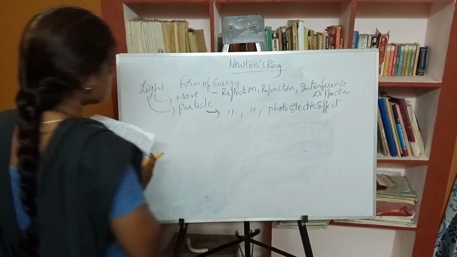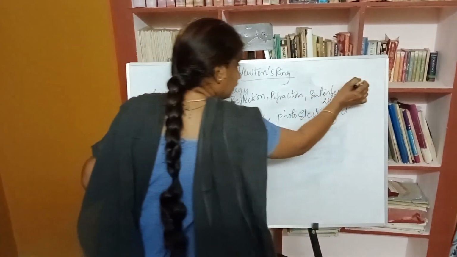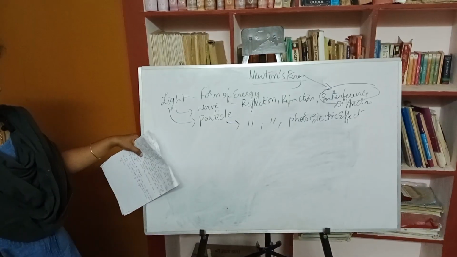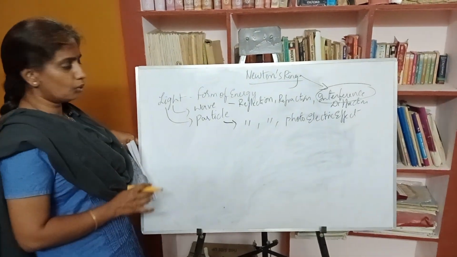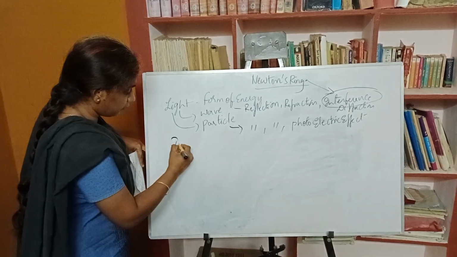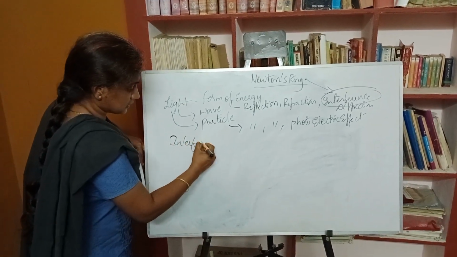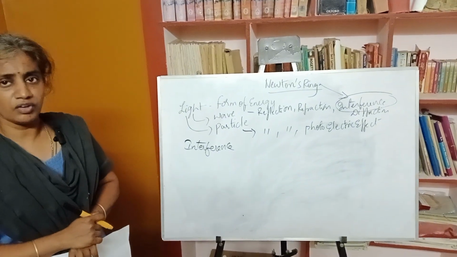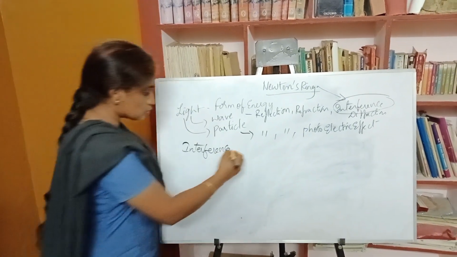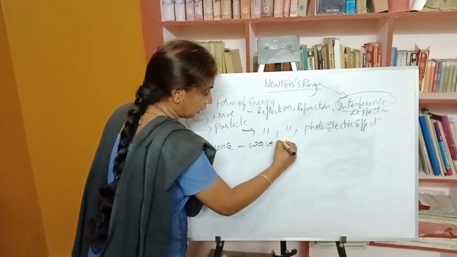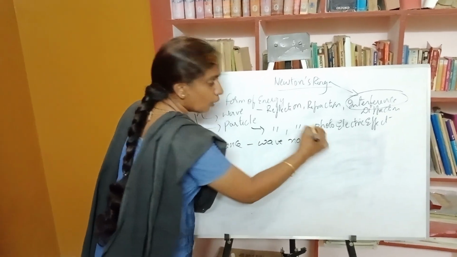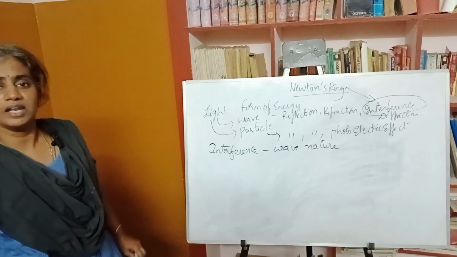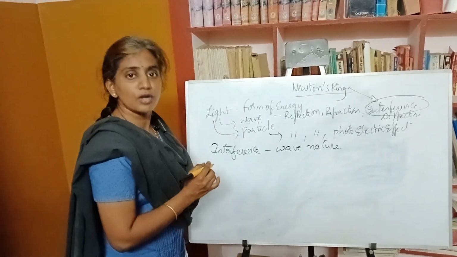So both behaviors are encompassed with light. Now we'll be using the property called interference of light to explain the phenomena of Newton's rings. Now in order to know about Newton rings, we will brief out with what is interference. So what is interference? Interference is a property associated with wave nature of light. Right? Now in order to understand what is interference, we need to define a principle called principle of superposition.